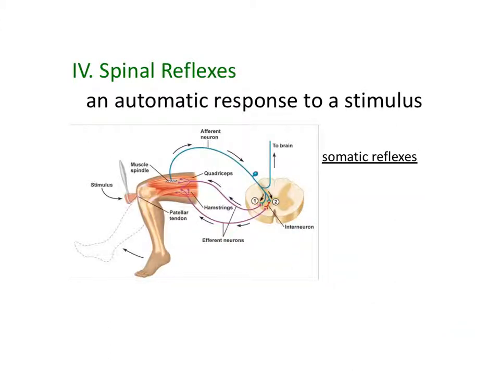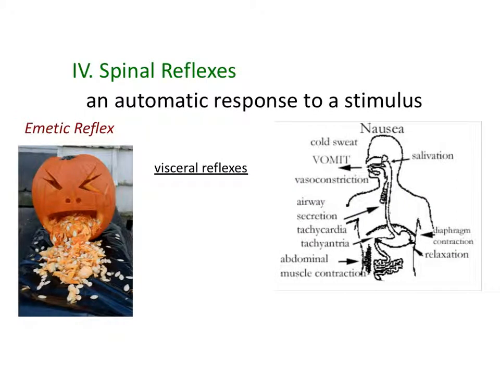There are multiple types of spinal reflex. The first type that we'll discuss is a somatic reflex, which activates skeletal muscles. Usually anytime you hear the word somatic, it means body. This tends to be the voluntary component of the body, so things that we can think about and control, so skeletal muscles. There are also visceral reflexes.